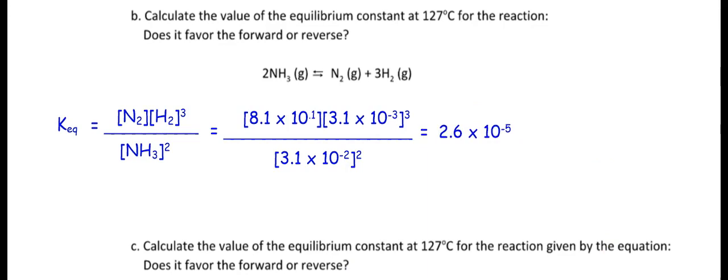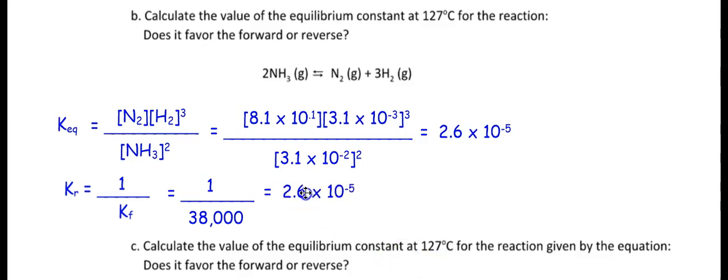But wait. What did we say happened if we were going to reverse it? Isn't it also equal to 1 over the forward reaction? So is that equal to 1 over 38,000? Get out your calculators. What is 1 divided by 38,000? Well, I think you're going to get the same answer again. Isn't that amazing?